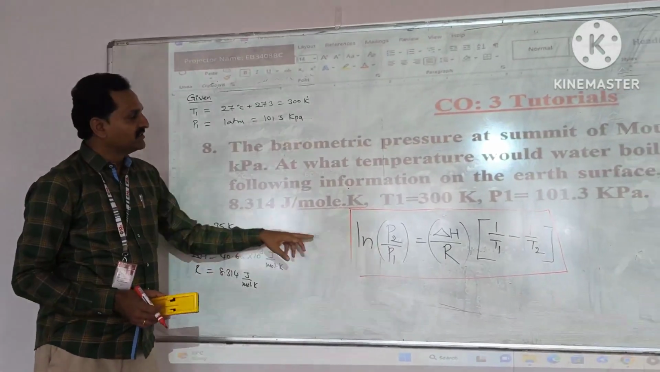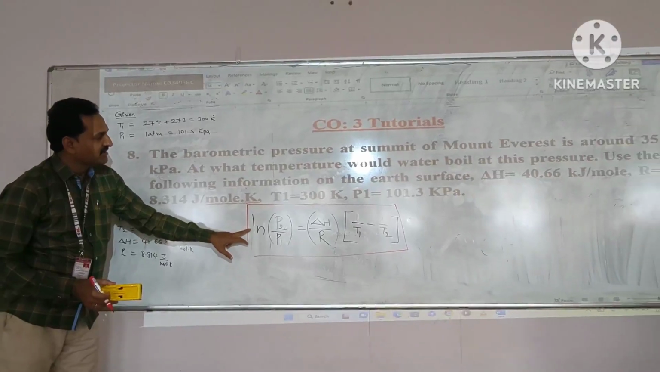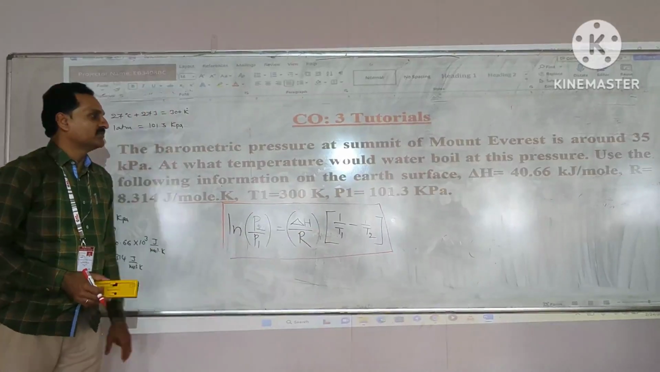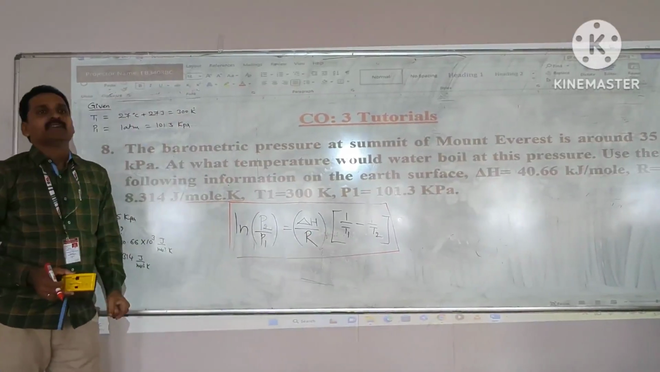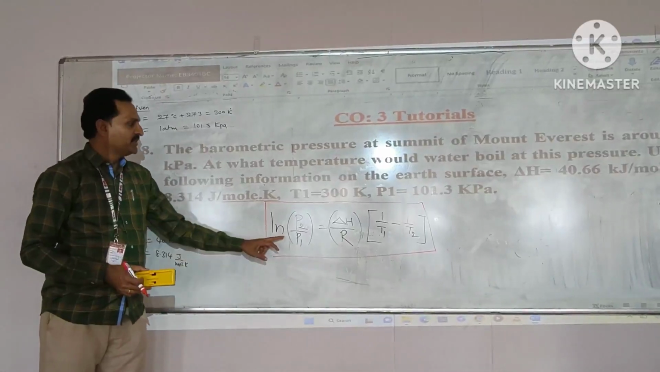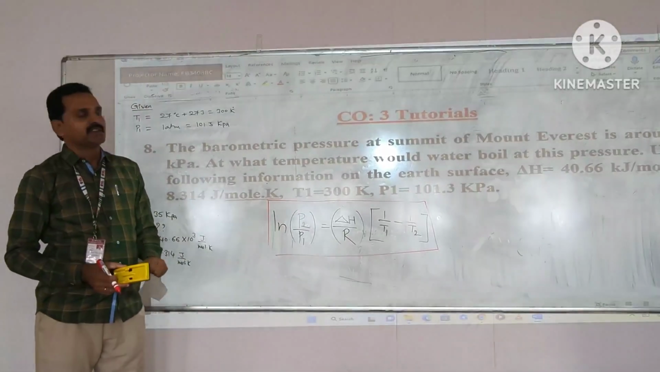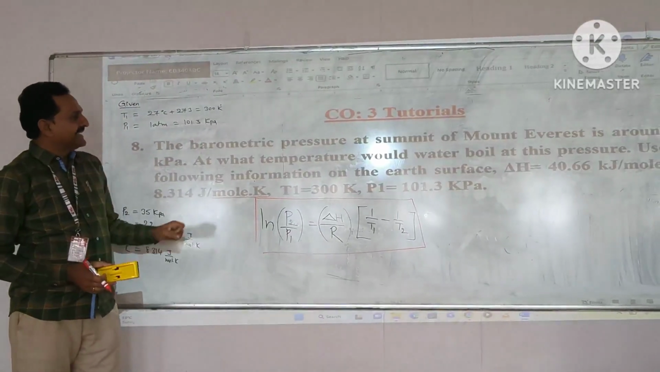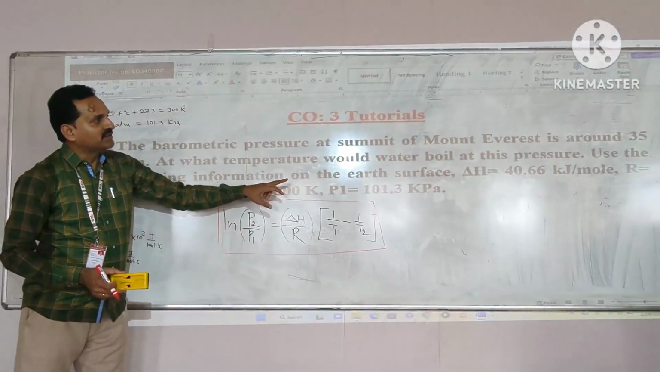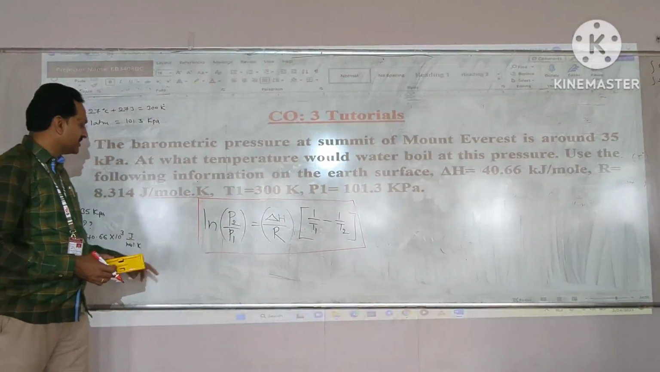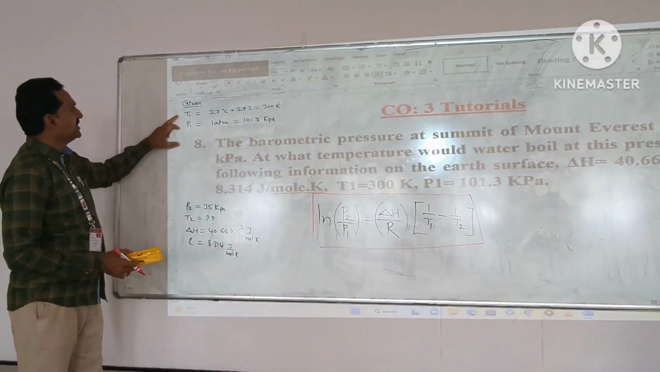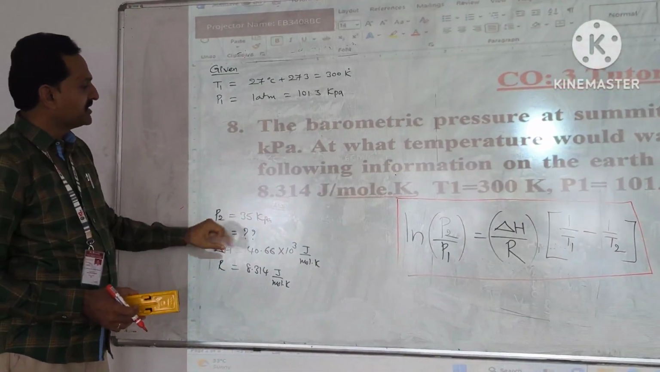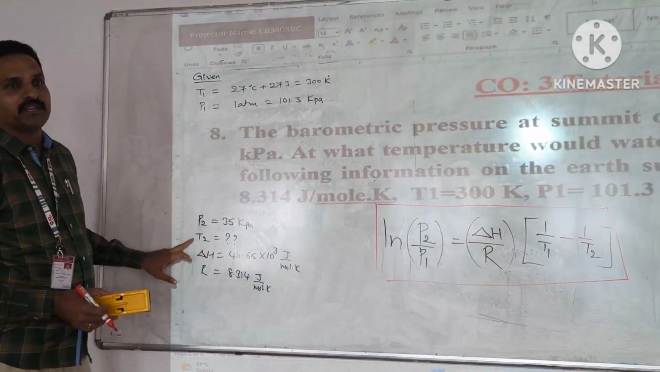This is the given data. So let's check this Clapeyron equation. Log of P2/P1 is equal to ΔH/R times (1/T1 minus 1/T2). T1, T2 are the temperatures in Kelvin. P1, P2 are given in kilopascals. ΔH is the given heat of vaporization in terms of kilojoules per mole, that will be converted into joules. Just write down the given data: T1 is 300, P1 is 101.3 kilopascals, P2 is given as 35 kilopascals, T2 is to be estimated.